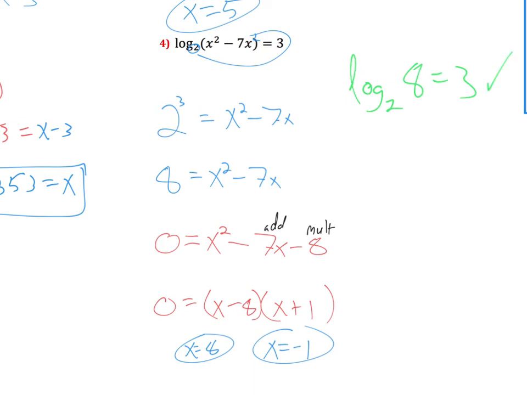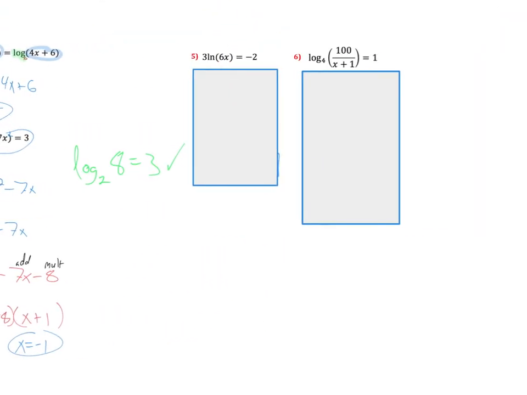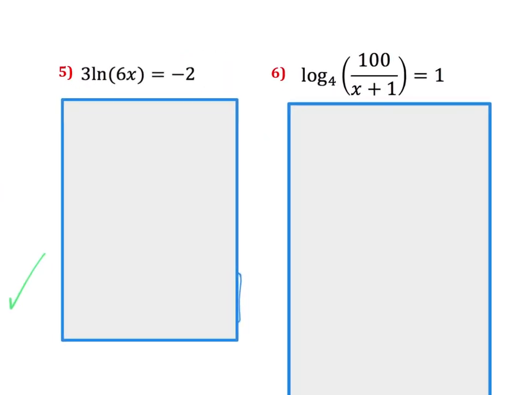That's a true statement. If I plugged in negative 1 for x, negative 1 squared is a positive 1 minus 7 times negative 1. So positive 1 minus negative 7, minus a negative is an 8. So I'm left with the same thing. So that also checks out. This one has two different solutions, 8 and negative 1. All right, let's see these two now.